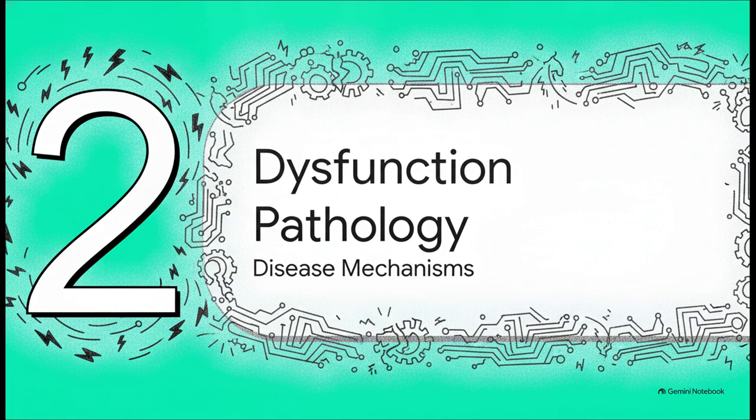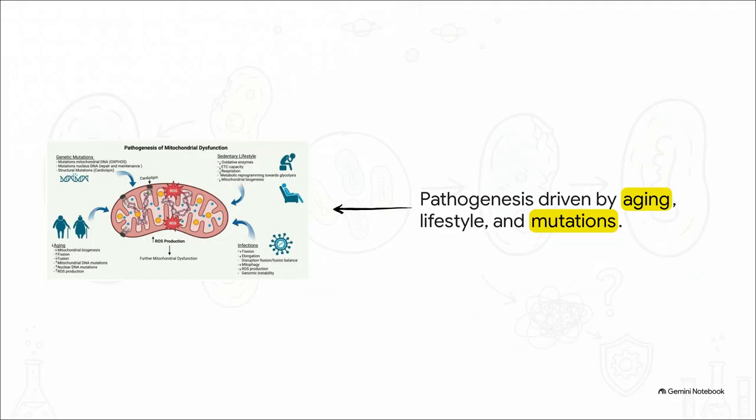Moving on to Section 2, Dysfunction and Disease Pathology. What actually happens when this intricate power grid begins to fail? Mitochondrial dysfunction is essentially a perfect storm driven by genetic mutations, aging, and even just sedentary lifestyles. When these factors compound, they drastically increase reactive oxygen species, or ROS.